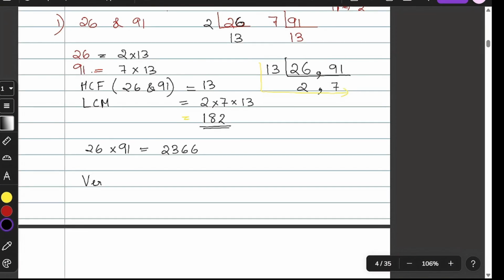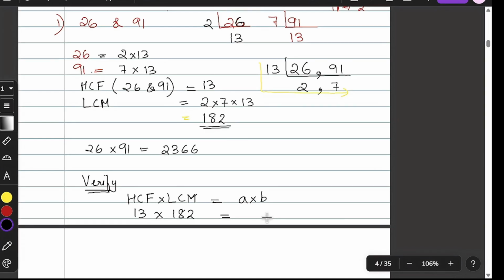Okay, in order to verify, what should I do? I should multiply my HCF into LCM, and I need to check whether that is equal to the product of these two numbers. Here my HCF is equal to 13 and my LCM is equal to 182. So what is my A into B?